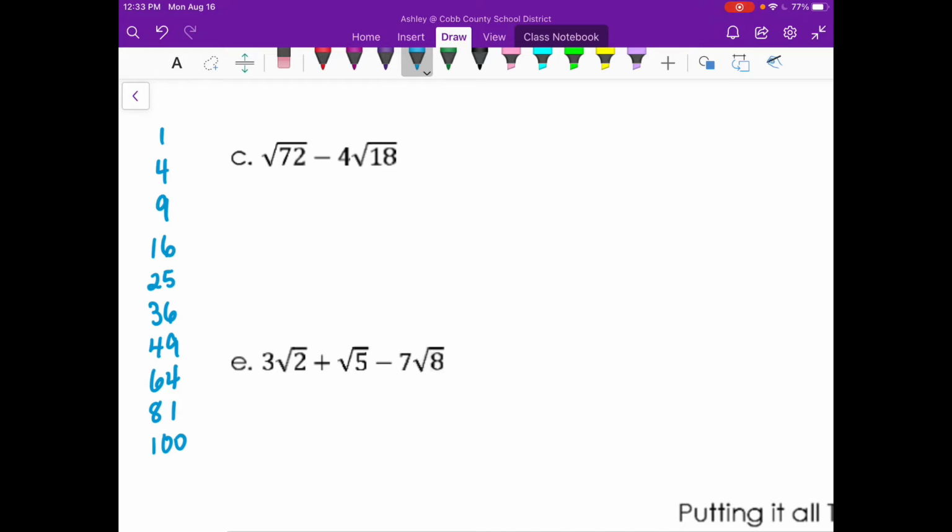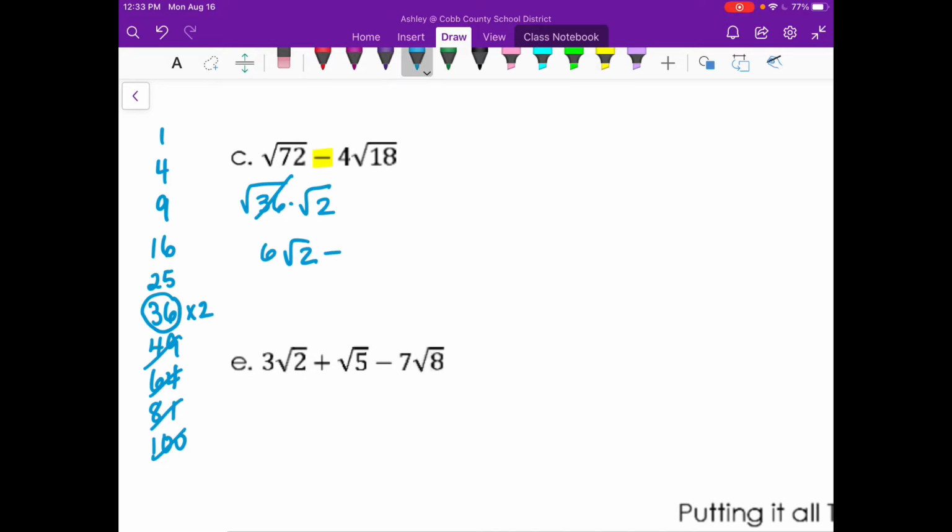So 72, I know 81 and 100 are too big, 64 is too big to divide into there, 49 does not go in evenly, but 36 times 2 is 72. So I'm going to split 72 into radical 36 times radical 2, and I'm going to bring out the root of 36, which gives me 6 radical 2. And then I'm going to go ahead and bring down my minus sign so I don't forget it later.